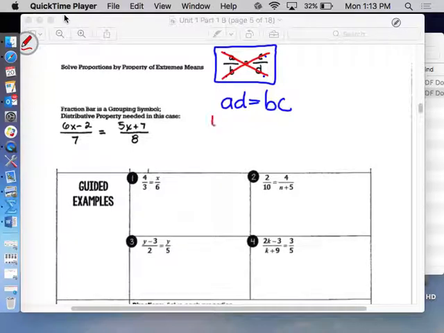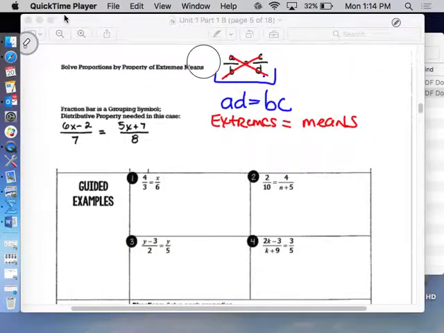The extremes will be the AD portion. The product of the extremes equals the product of the means. So the extremes are the first numerator and the second denominator, and the means are the two on the inside. So these are your extremes, and then your means on the inside. I point this out because I want you to realize that the fraction bar acts as a grouping symbol in this case. So you'll need the distributive property, and that's what I would like to make sure you understand in this video.